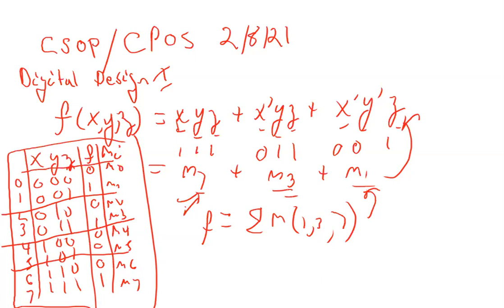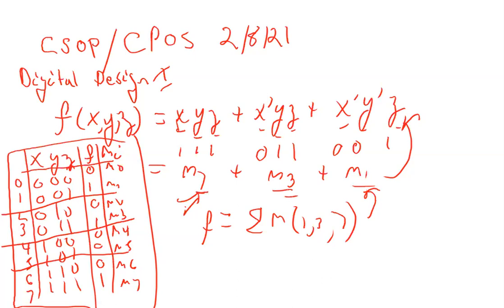What do you think of that? Anybody confused by Canonical Sum of Products? Yeah, I have a quick question. Sure. It just slipped my mind for some reason. Can you walk me through how you said M7 is equal to 1, M3 is 1, and M1 is 1?